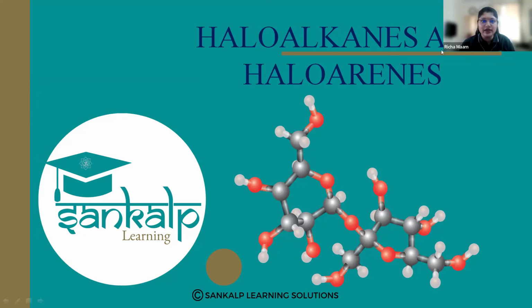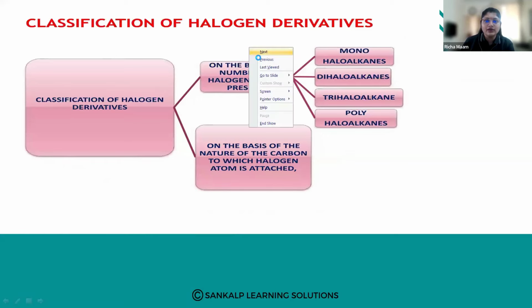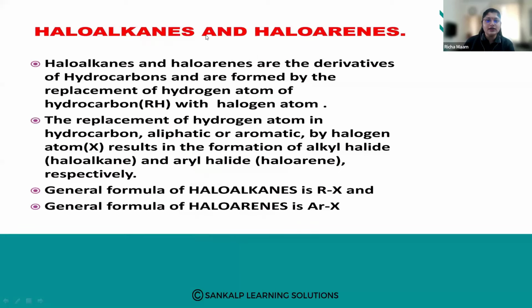Now we are going to start with the first chapter, that is haloalkanes and haloarenes. What do you mean by the words haloalkanes and haloarenes? First we'll see what this word means. Haloalkanes means these are known as alkyl halides.